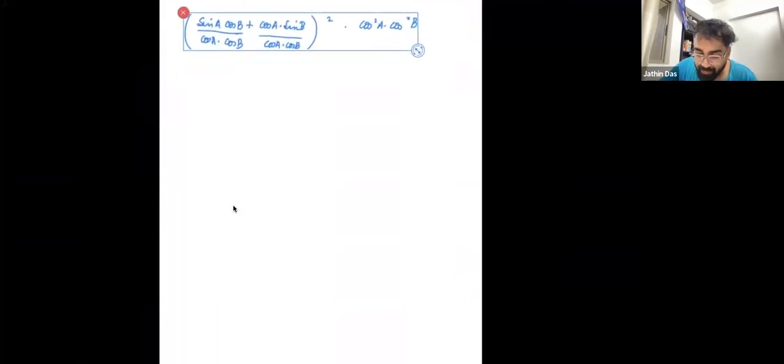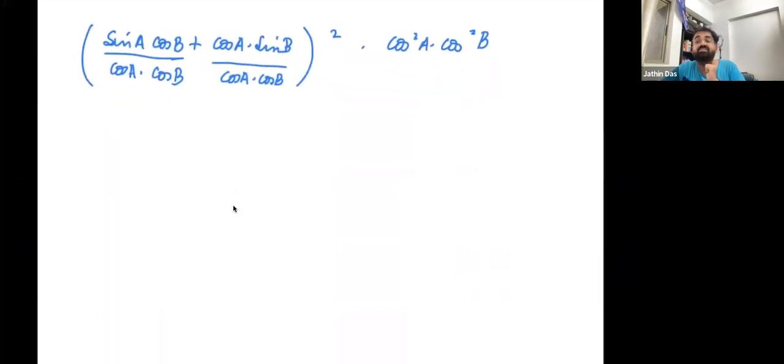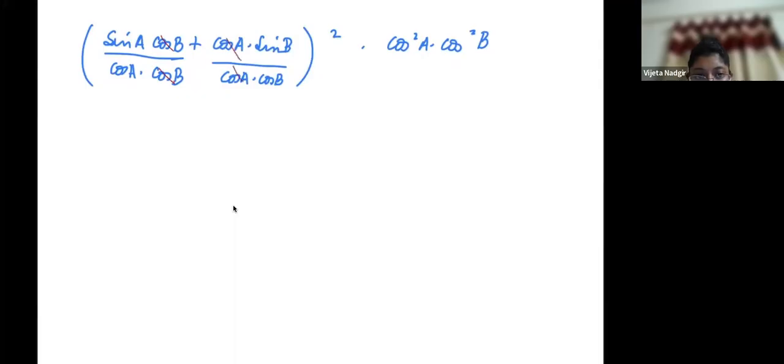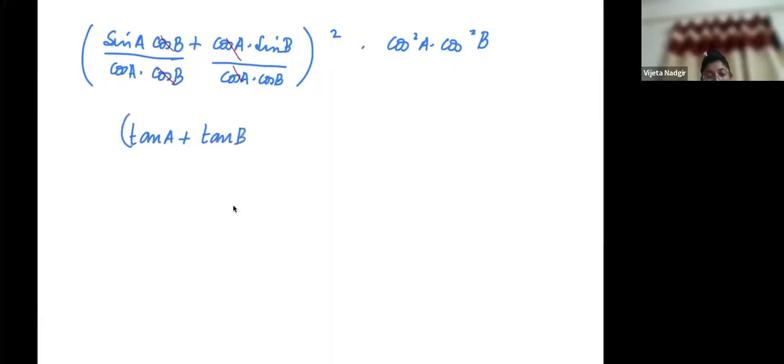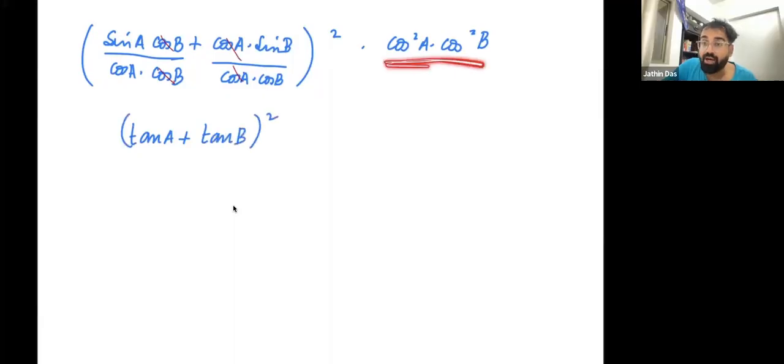Wait, listen. Because I have to make everything in terms of tan. That's why I'm doing this in the first place, to make everything in terms of tan. Here it got cancelled. Correct? What you got? Tan a plus tan b. Till here we are a little bit happy. Now what should I do to this so that it comes in terms of tan?